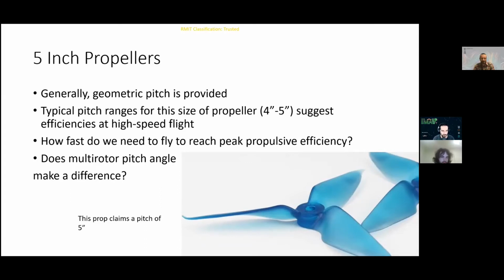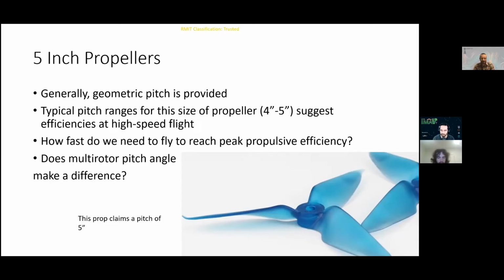Now, the manufacturers do generally provide us a geometric pitch for these racing drones. It typically ranges from 4 inches to 5 inches. You can get some slightly higher, some slightly lower, but the majority within this range. And what that really suggests with the rule of thumb conventional propeller design is that the peak efficiency for these propellers will be in very high speed flight. So the question for this piece of research is basically, where does that peak occur and how fast do we need to fly to reach it? And whether the angle that the aircraft flies at really makes a significant difference.